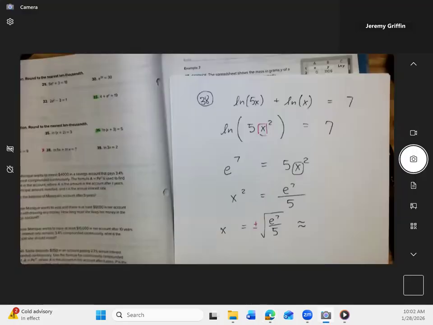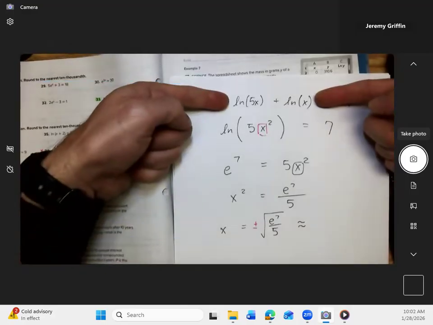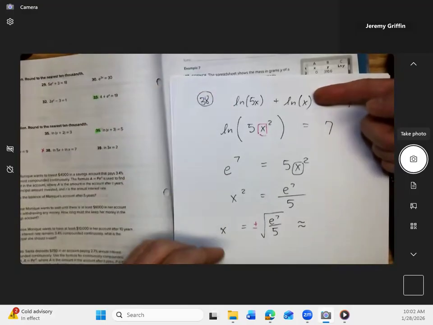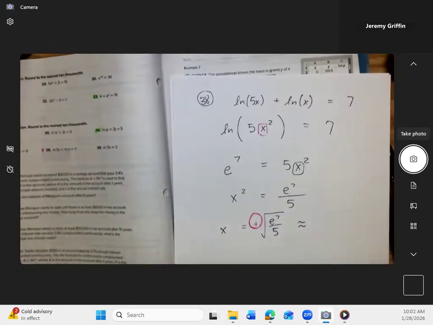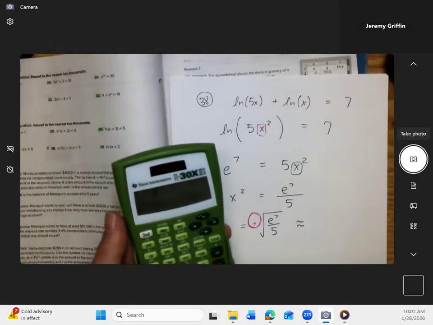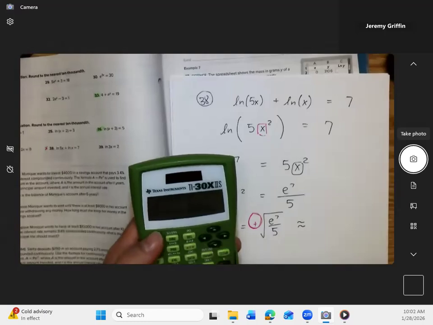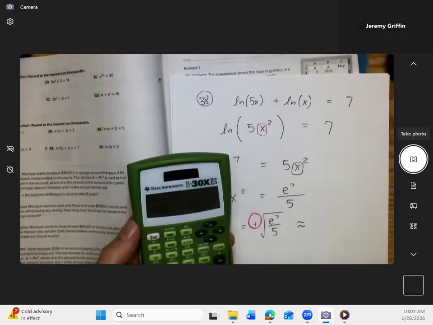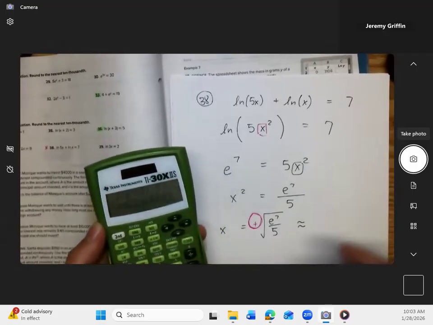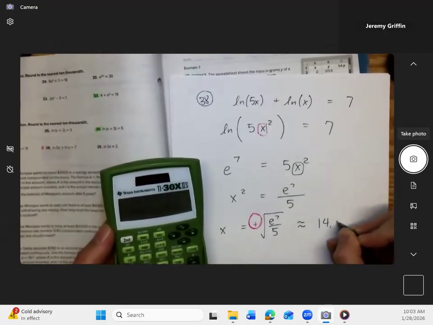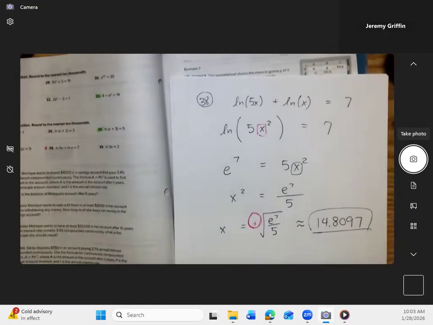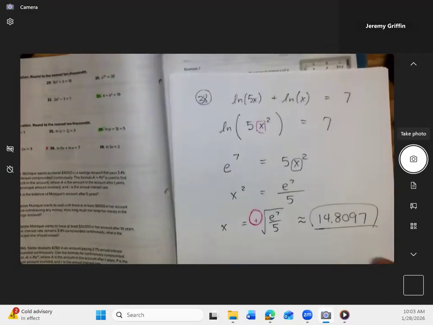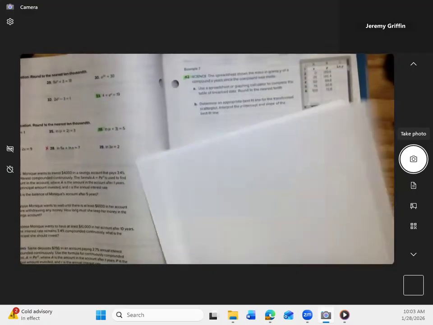So there's a domain restriction. If you look back at the original statement, I'm taking natural log of 5x, natural log of x. I cannot include the negative one. So it has to be only the positive one. Positive only. So let's get decimal approximation here. What's the square root of e to the 7 over 5? About 14.8097. There you go. Decimal approximation. All right, guys good? All right, number 47.